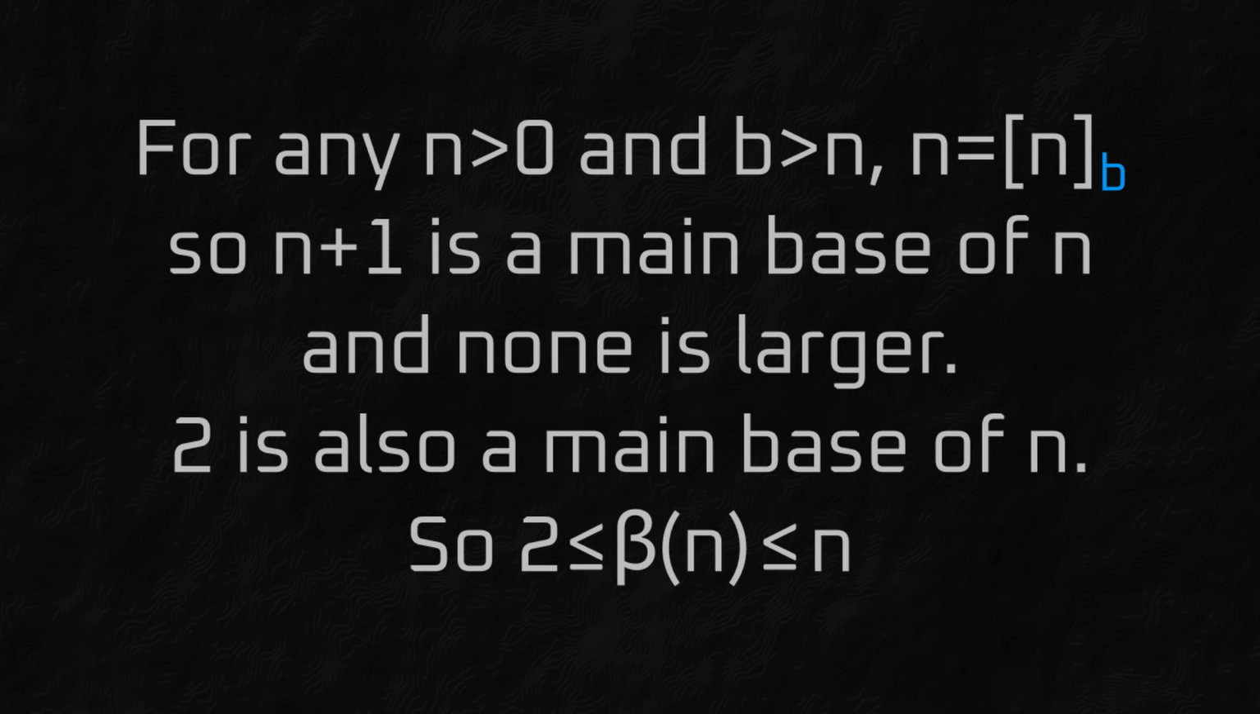n is just a single digit n in any base greater than n. So n plus 1 is always the main base of n, and there is none beyond. So beta of n is always smaller than n. Moreover, 2 is the main base for all non-zero integers, because all of them start with a 1 in binary. So beta of n is greater than or equal to 2.